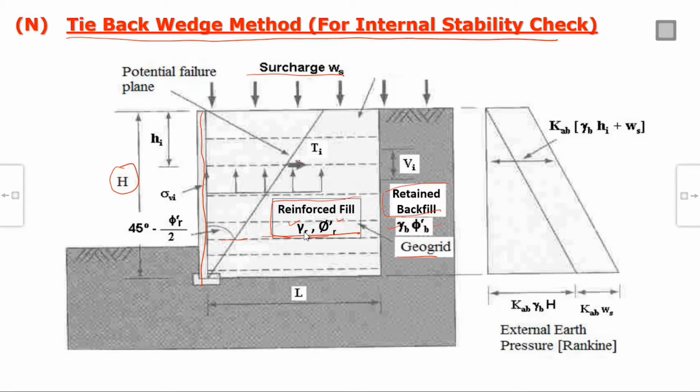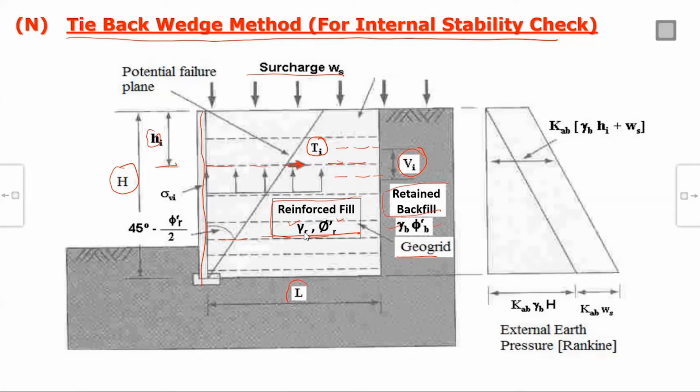At any depth HI, where a geogrid layer is situated, the tension in this geogrid layer is Ti, and Vi is the effective spacing of the geogrid. For effective spacing, whatever the spacing on top, take half of that, and whatever the spacing on bottom, take half of that, and combine them. That is known as the effective spacing Vi.